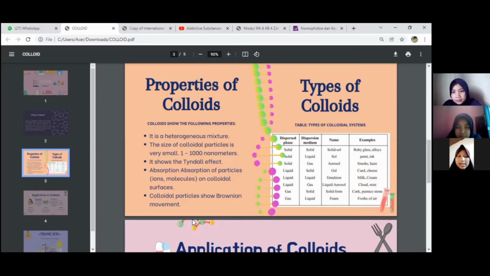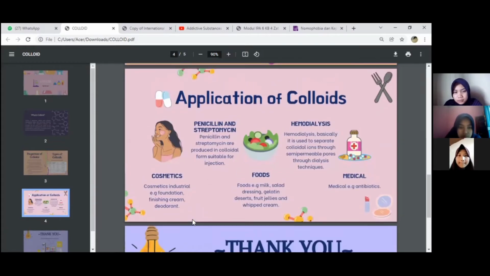So next, the last is application of colloids. Please, Audy. Okay, application of colloids. I think the common applications of colloids are cosmetics, foods, and medical. Penicillin, streptomycin and hemodialysis are not very common, but I will explain them. First is cosmetics. Cosmetic products like foundation, finishing cream, and deodorant are applications of colloids.